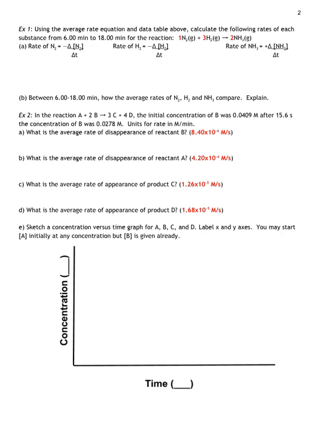You'll need to go back to page 1 for the data chart for this reaction and the data table for the concentration and time units. So let's go ahead and calculate the average rate for each of these substances between 6 minutes and 18 minutes for this reaction. We're going to start off with nitrogen. We're going to calculate the average rate of nitrogen.